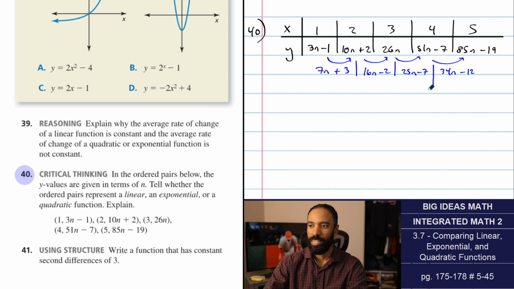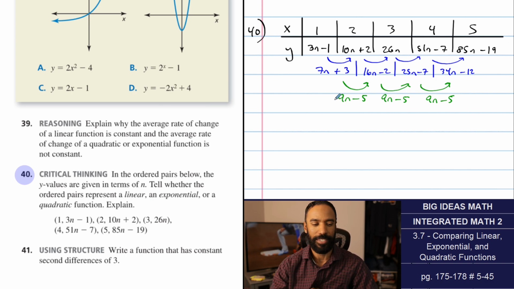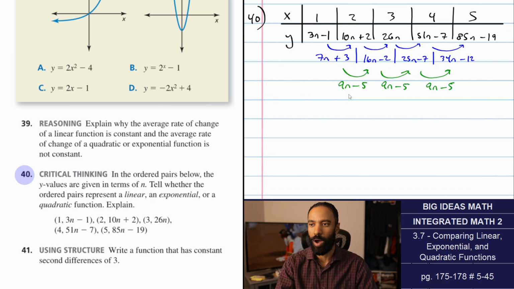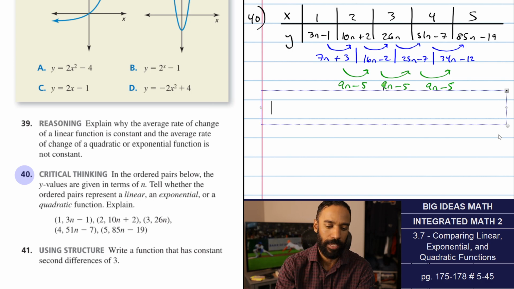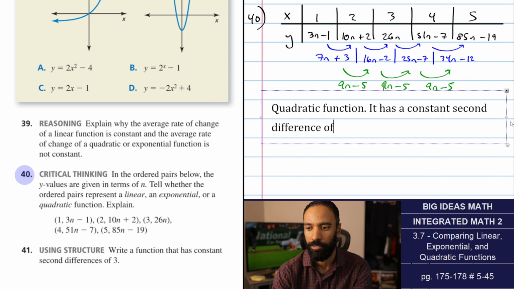Now we have to check these differences, right? Because these are clearly not the same. Is the second difference the same? I'm banking on it being the same here. From 7n to 16n is 9n. From 3 to negative 2 is negative 5. From 16n to 25n is 9n. From negative 2 to negative 7 is negative 5. From 25n to 34n is 9n. From negative 7 to negative 12 is negative 5. So a constant second difference. So this will be a quadratic function. It has a constant second difference of 9n minus 5.